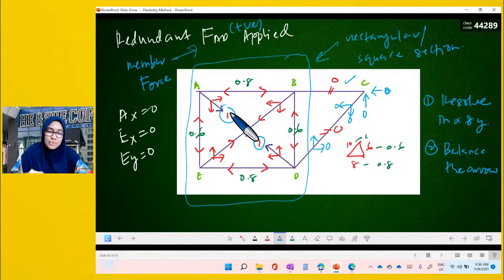So, we will put the arrow to balance everything in the rectangle. After we have put all the arrows, meaning that everything is balanced, we need to determine the value of the horizontal value and the vertical value using trigonometry. Using trigonometry, we will determine the X value, horizontal value, and vertical value.